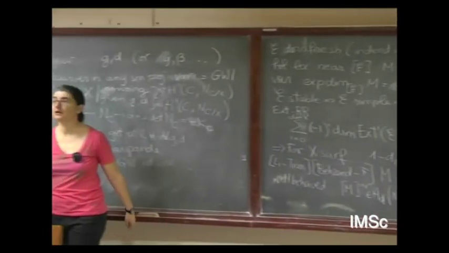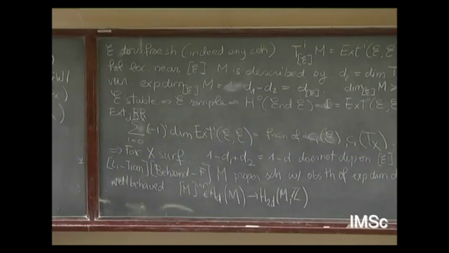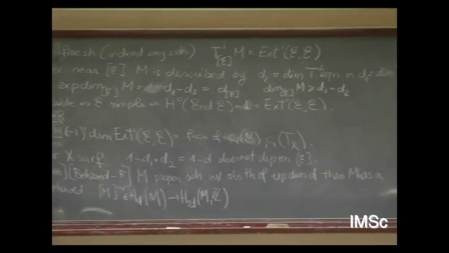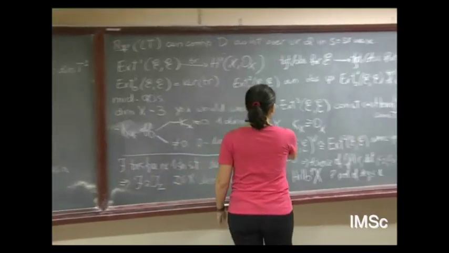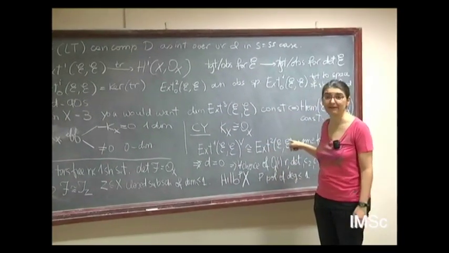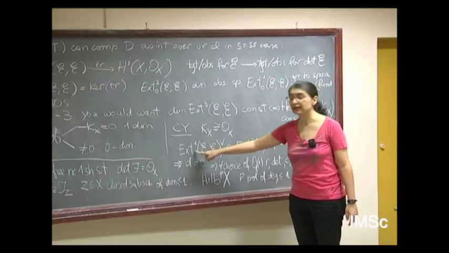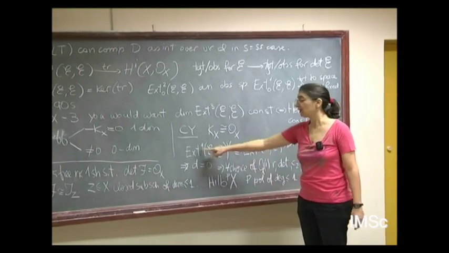Yes? Does this work out well for K3? Well, for K3 surface, I didn't say that. But what happens with K3 surfaces is, of course, that this duality doesn't happen. The duality is that X1 is dual to itself. The X1 is dual to X1.